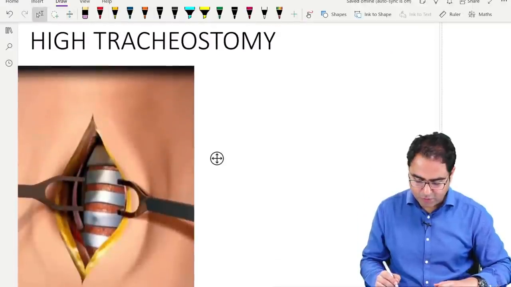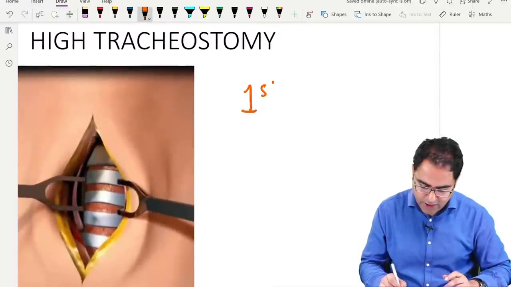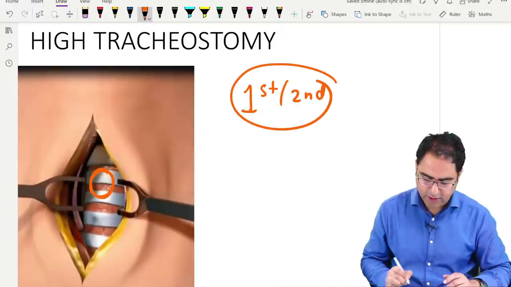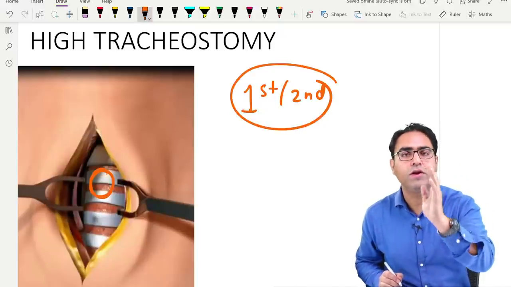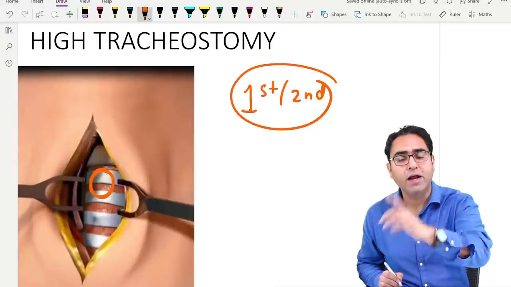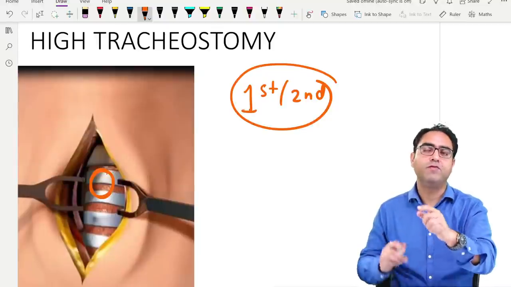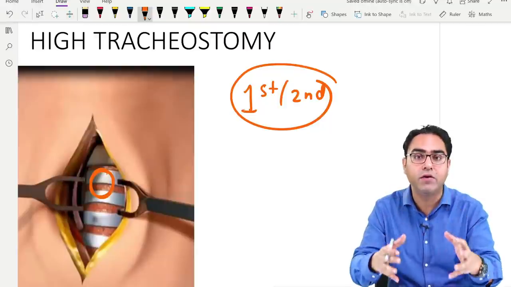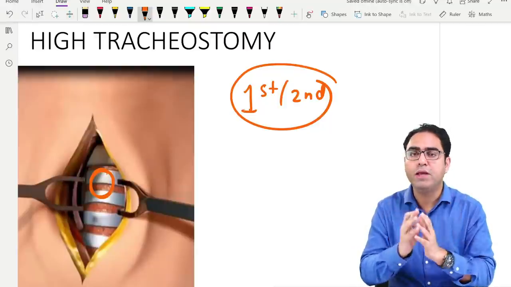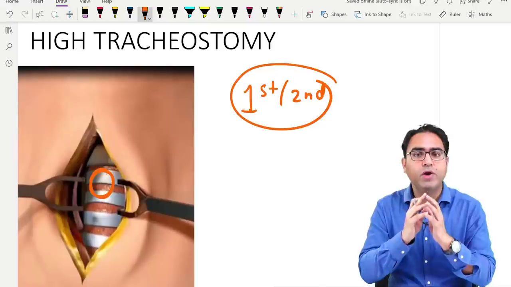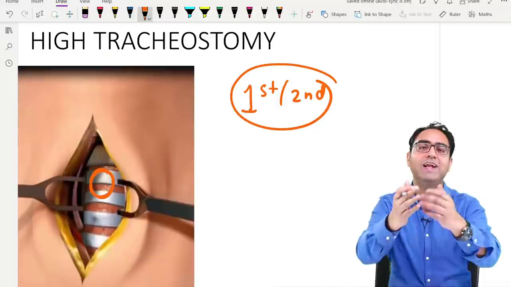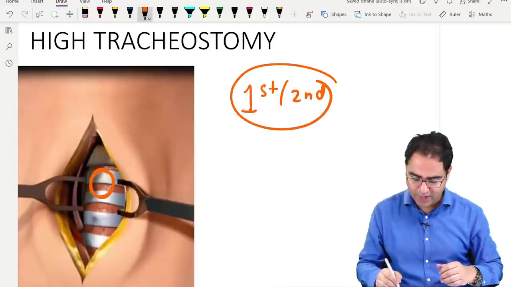So, high tracheostomy is done at the first and second tracheal ring, beta. What is the usual site of tracheostomy? The second and third tracheal ring, and that is called mid tracheostomy. The most common site of tracheostomy is the second and third tracheal ring, called mid tracheostomy. But in a cancer larynx patient, we do high tracheostomy, and that is done at the first and second tracheal ring, my dear friends.